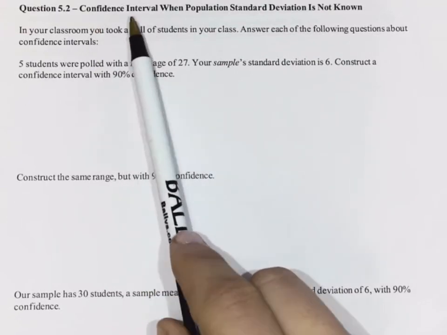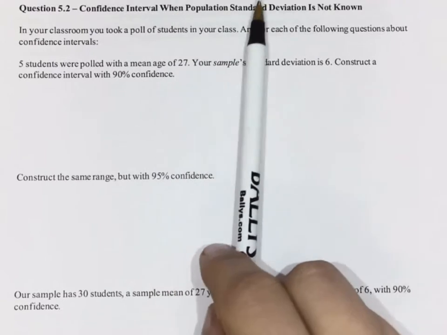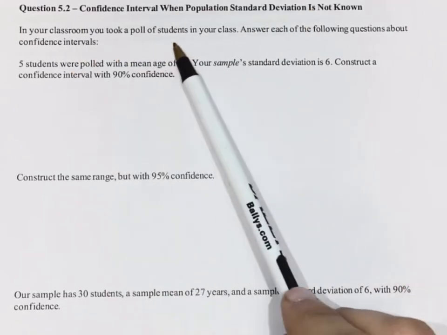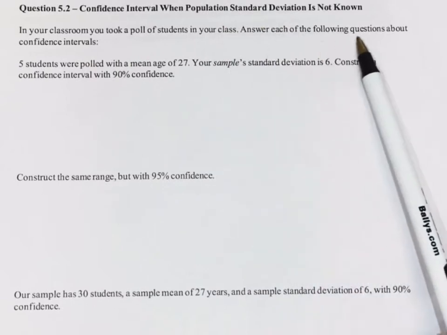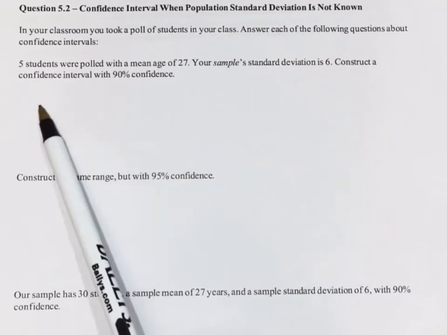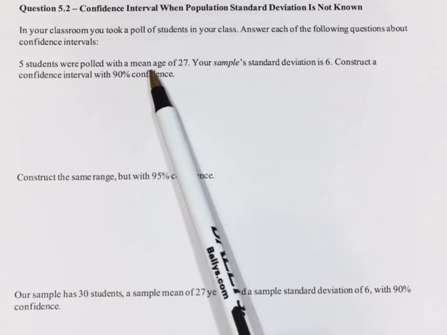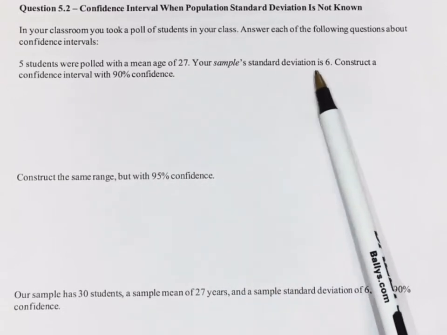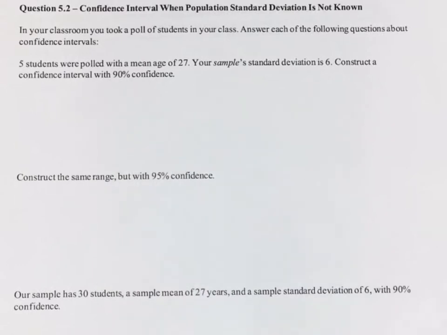Let's review confidence intervals when population standard deviation is not known. In your classroom, you took a poll of students in your class. Answer each of the following questions about confidence intervals. 5 students were polled with a mean age of 27. Your sample's standard deviation is 6. Construct a confidence interval with 90% confidence.